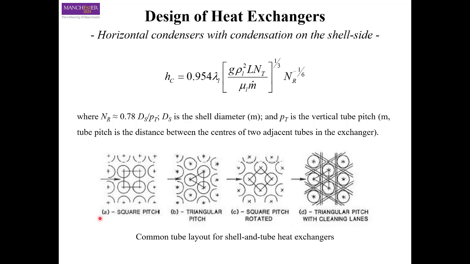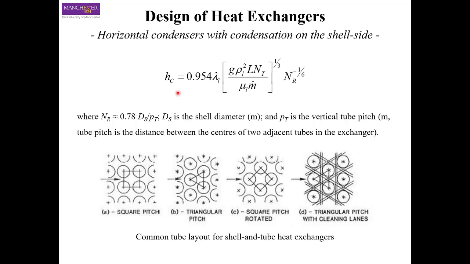Based on what kind of configuration you are using in a tube bundle, you can calculate its pitch, and based on that you can calculate the number of tubes in a vertical row, and as such you can calculate the corrected heat transfer coefficient. So this is the expression for the heat transfer coefficient when the condensation is happening on the shell side.